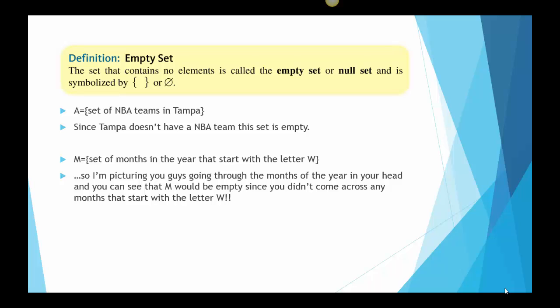So A could be the set of all NBA teams in Tampa. And currently, Tampa does not have an NBA team, so that makes this an empty set. Another thing, M could be the set of all months of the year that start with the letter W. So here's what I'm thinking. You're going through your head right now with the set of months, right? You should be going January, February, March, April, May, June, July, and you go through, and you can see that M would be empty because you're never going to come across a month that starts with the letter W.